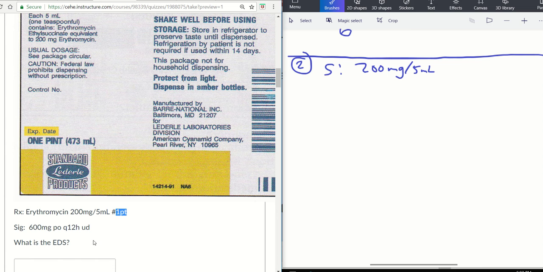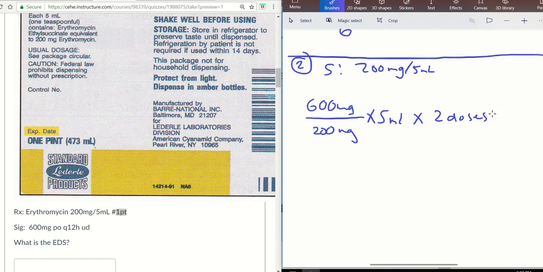First step, order and supply problem. The order per dose is 600 milligrams, and the supply is 200 milligrams per 5 mL. How many times will they take it every 12 hours? 2 doses. So the patient will require how many mLs in a day? 30. I got 30. Double check. Yeah.